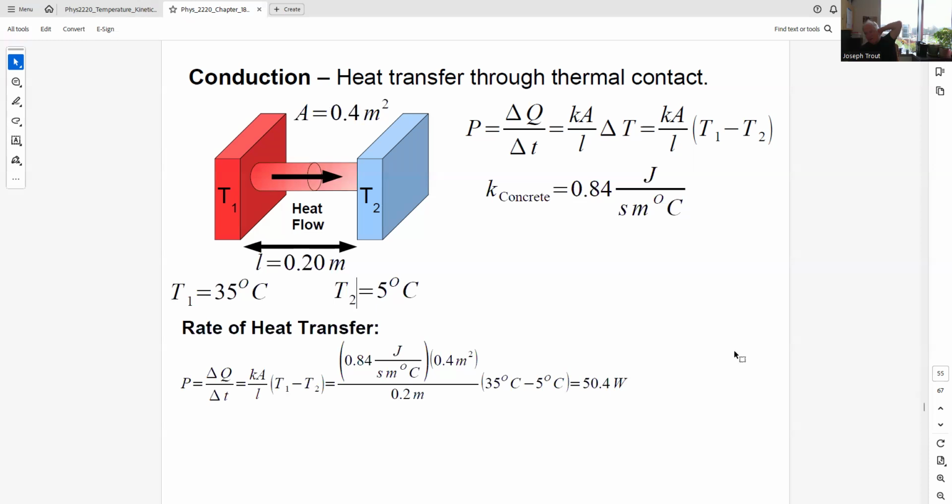Engineers like to use something called the R value, but first, here's an example. T1 is 35, the material is 0.2 meters long, the cross-sectional area is 0.4, and T2 is 5 degrees. And don't forget, a joule per second is a watt. So we get 0.84 times 0.4 meters squared over 0.2 meters. The meters cancel out, the degrees Celsius cancel out, and we get joules per second, which is a watt.